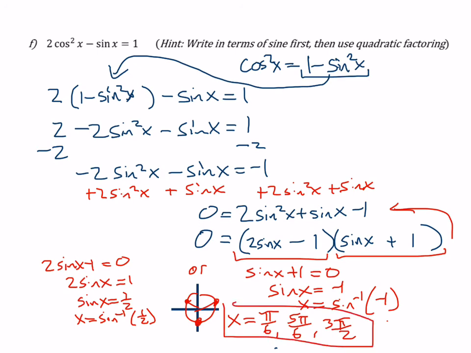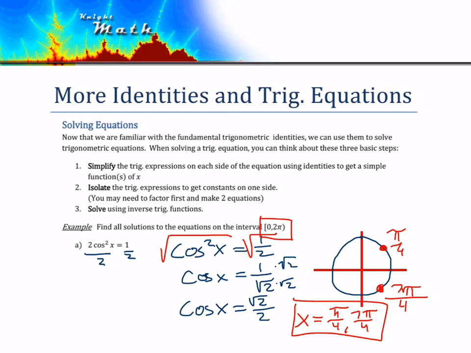So we have different techniques. To start with, simplify as much as possible. Get that expression by itself if you can, and solve it. If you can't get that expression by itself, you may need to factor first and make two equations. All right, before you factor, set it equal to 0. All right, so try those out. See what you can do. Good luck.